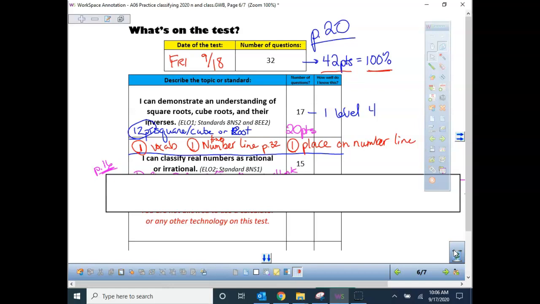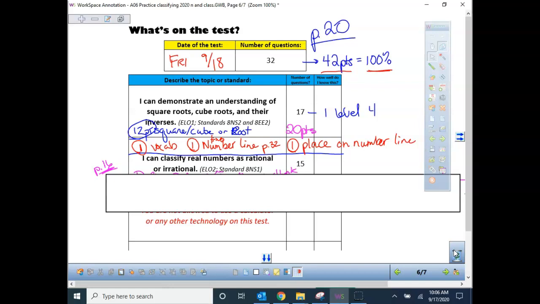Then there's some vocab, right? Like what kind of number is this? I might ask you, when you look at this, is this a square root, perfect square, radical? What is this? When I look at 7 squared, or I look at the number 49, what is that? Is it a perfect square? Is it a square root? So vocabulary.